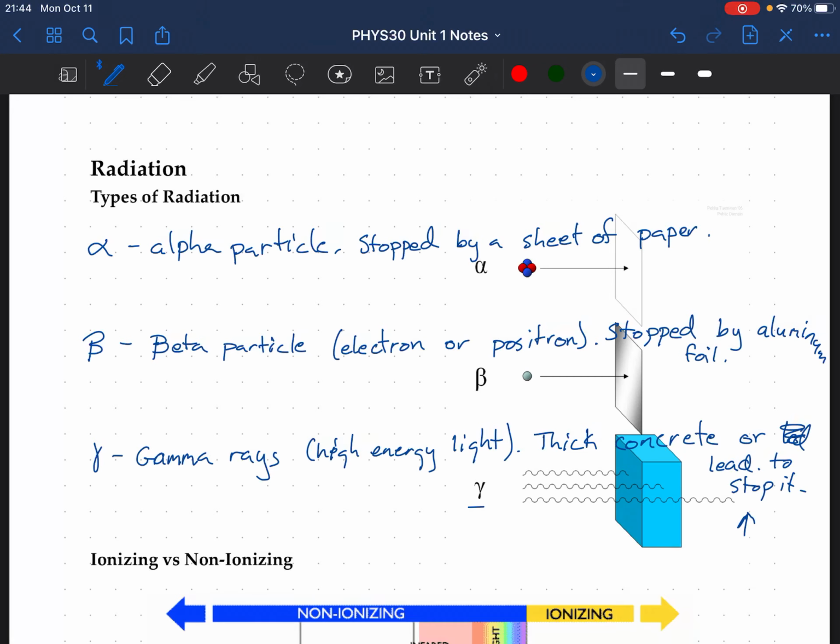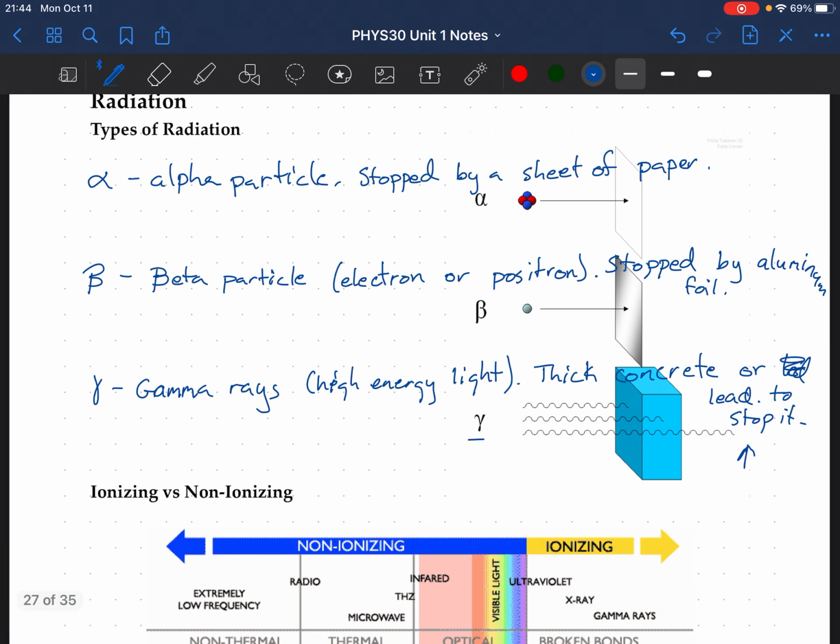Okay, we're going to talk about radiation and the different types of radiation, what ionizing radiation and non-ionizing radiation is. So let's get started. We've already written this stuff down, right? There's three main types of radiation: an alpha particle, which is a helium nucleus, and it can be stopped by a sheet of paper. It's not really dangerous to humans.